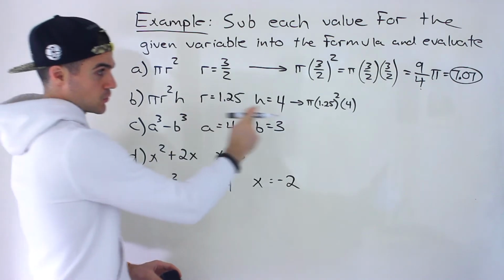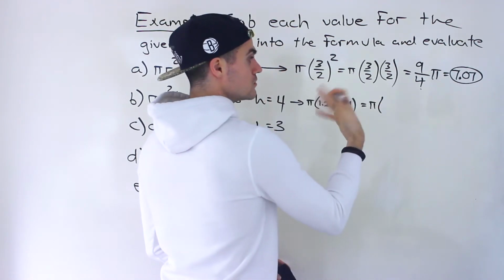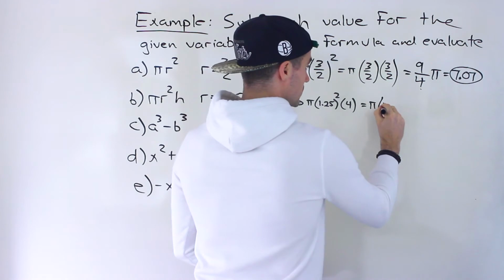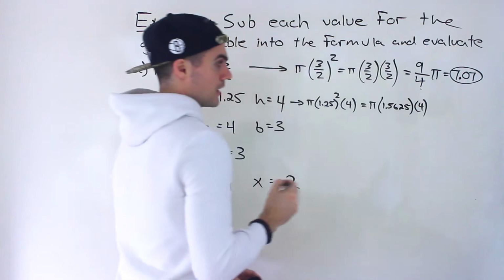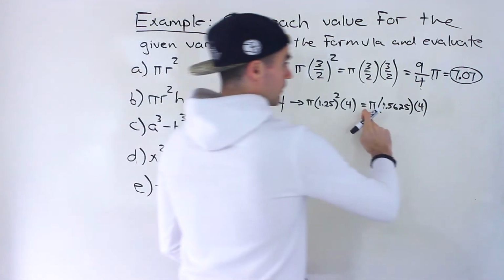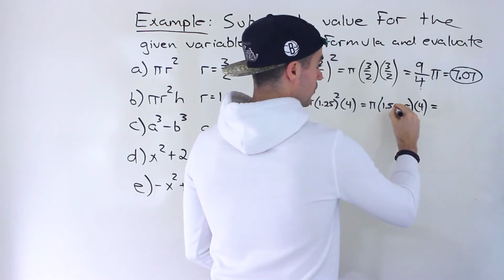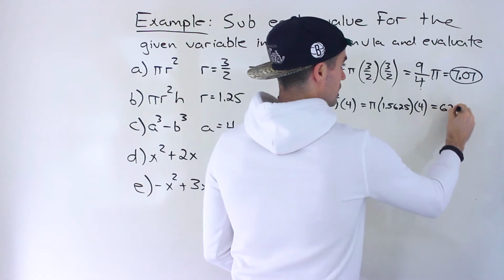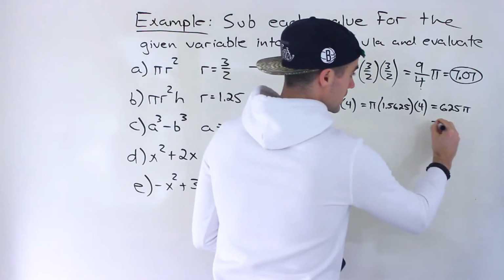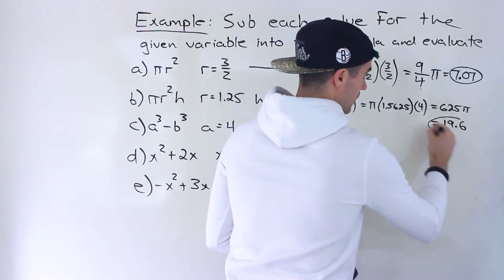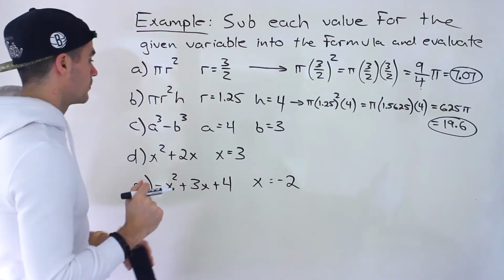Same thing, BEDMAS, we've got to deal with this exponent first. So what is 1.25 to the power 2? If you input that into your calculator, you'd end up with 1.5625. And then we're going to be multiplying by 4. And then you can multiply all of these. So 4 times the 1.5625 would give you 6.25. And then we're going to be multiplying by pi. And if you want to multiply those to get a decimal, if you round to 1 decimal place, you'd get approximately 19.6. Right, so that's the answer for part B.